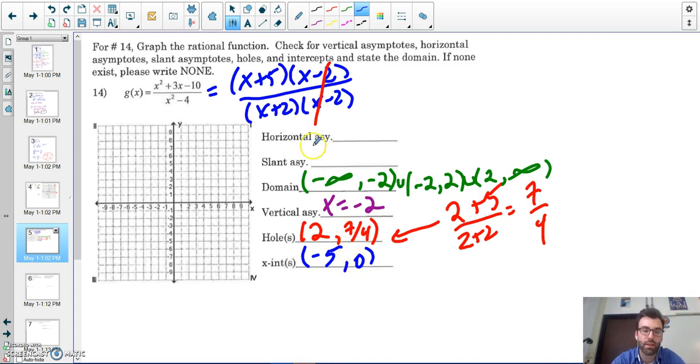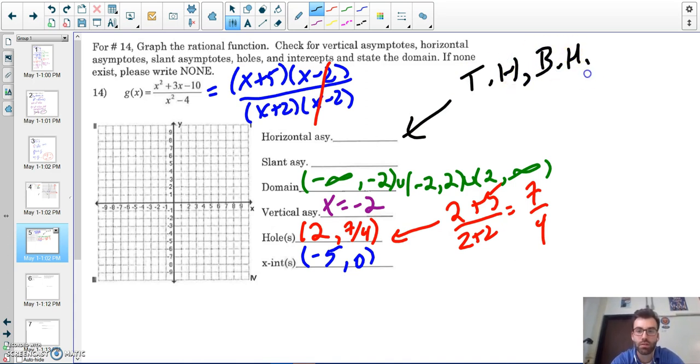Horizontal asymptote and slant asymptote. I did this last on purpose. For the horizontal asymptote and slant asymptote, I want to look at whether or not my equation is top heavy, bottom heavy, or even heavy. Remember, if it's top heavy, that means we're going to have a slant. If it's bottom heavy, it's going to be y equals 0 for the horizontal asymptote. And if it's even heavy, I take the ratio of the leading coefficients.